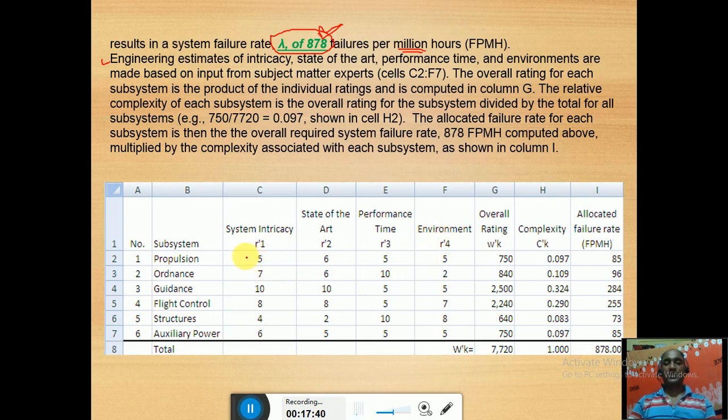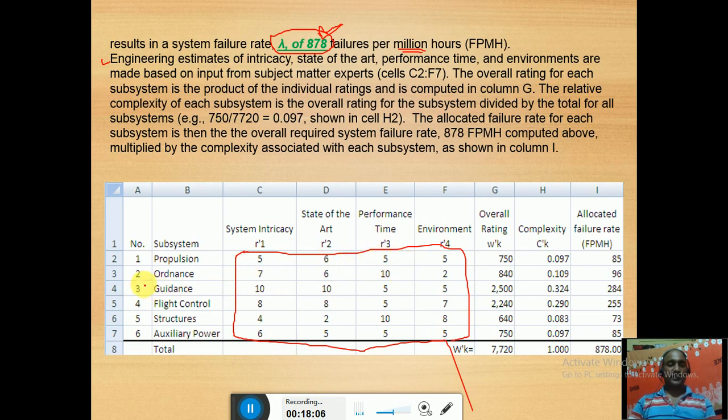Okay, so we'll gather this data from the experts. For each subsystem, we are going to write these values in these particular columns. So propulsion, system integrity, has a 5, which means 50 percent weightage. For state of the art, it has 6 points, performance 5.